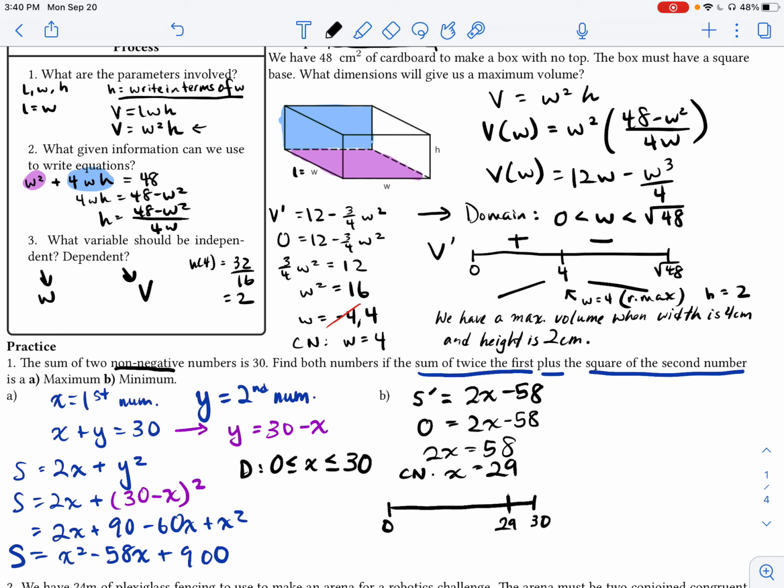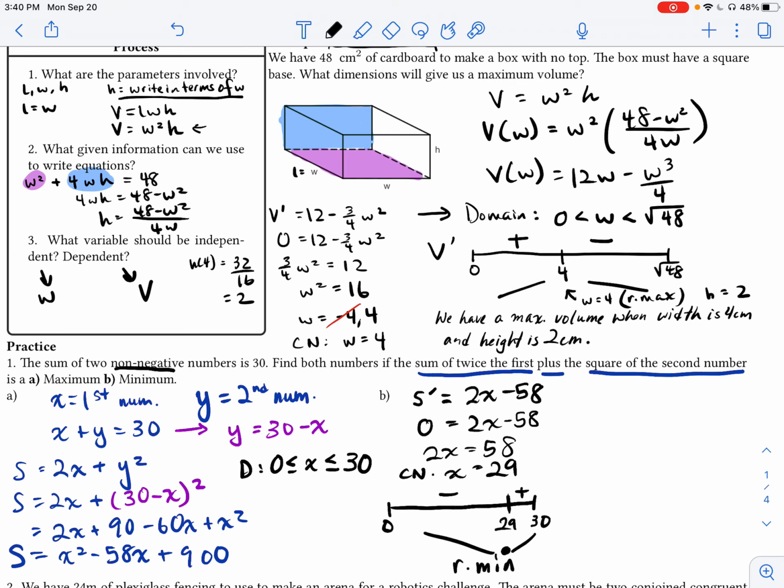Plug in any number that's less than 29. Let's try something like 1. So that's going to give us a negative value. So it's decreasing here. And you can see here, if we plug in a number that's greater than 29, like 29.5, that value is going to be greater than twice 29. So that's going to be a positive value. So this function goes from decreasing to increasing here. So we can see here that 29 represents a relative minimum.